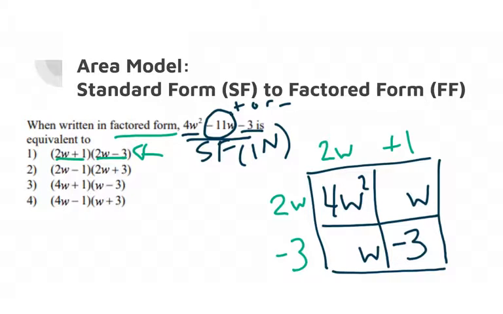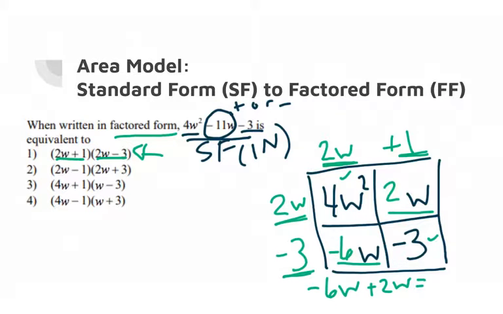So 2W times 2W does indeed give me 4W squared. 1 times 2W gives me 2W. 1 times negative 3 does give me negative 3. And negative 3 times 2W gives me negative 6W. All right, so now I'm just going to combine these guys, right? Do you remember what they should combine to?